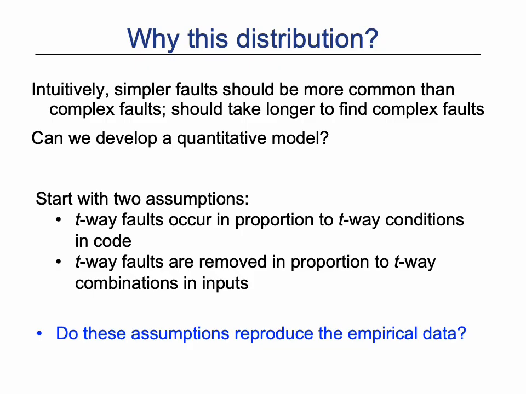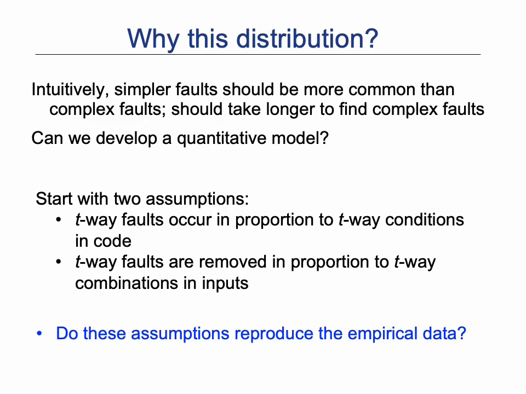The key points do seem to be intuitively obvious. The simpler faults should be much more common than complex faults. This seems natural. And a corollary of that, it should take much longer to find the complex faults. In other words, the faults that involve 4, 5, 6 factors. These should be harder to find than the ones that involve only a single factor.